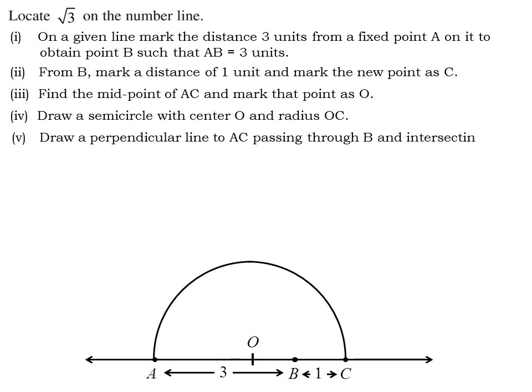Now the next step, step number 5: draw a perpendicular line to AC passing through B and intersecting the semicircle at D. So we have to make a line which is perpendicular to AC passing through B and intersecting the semicircle at D. Now I am drawing a perpendicular line which intersects the semicircle at D and which is perpendicular to AC.